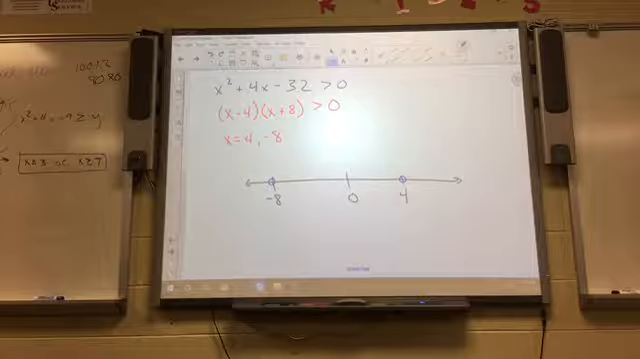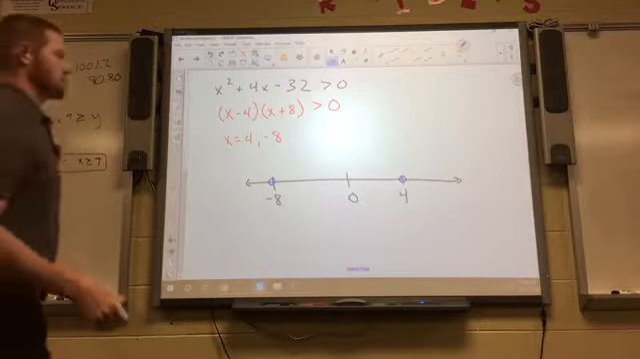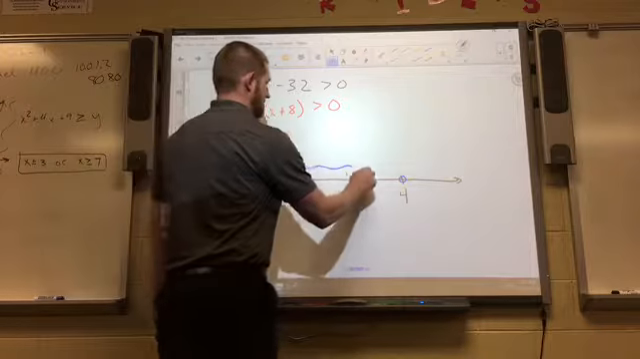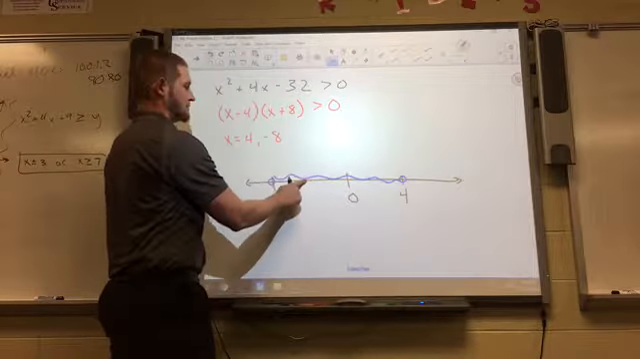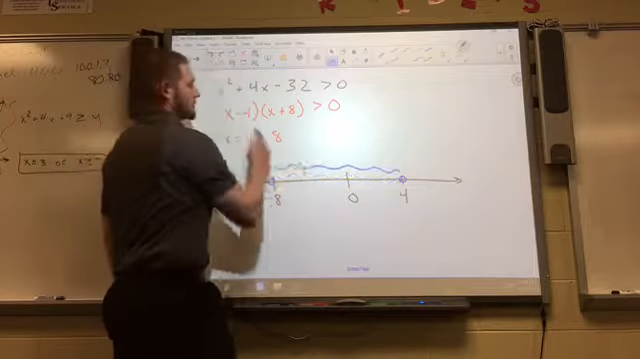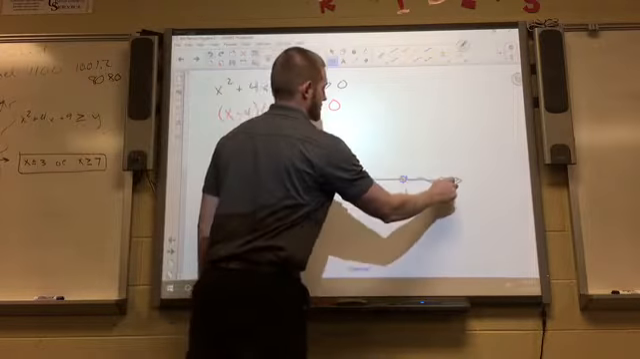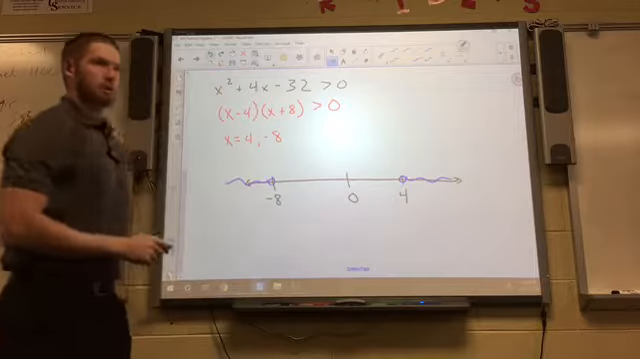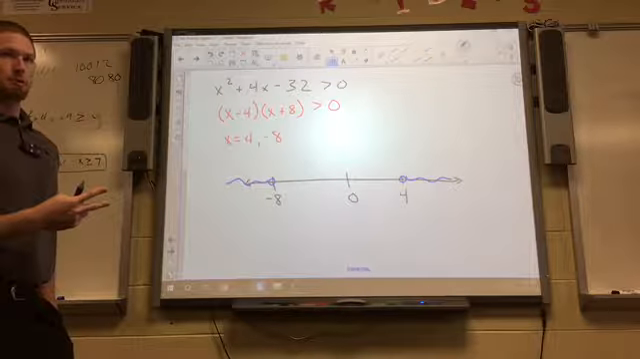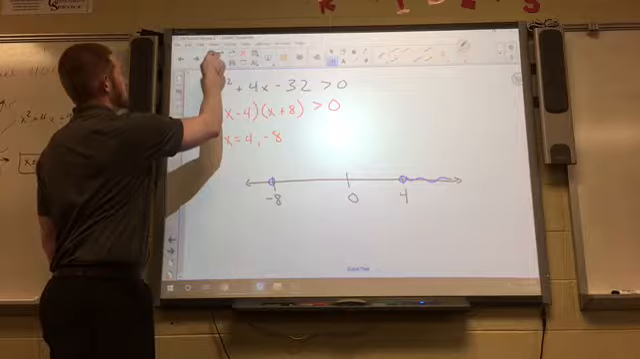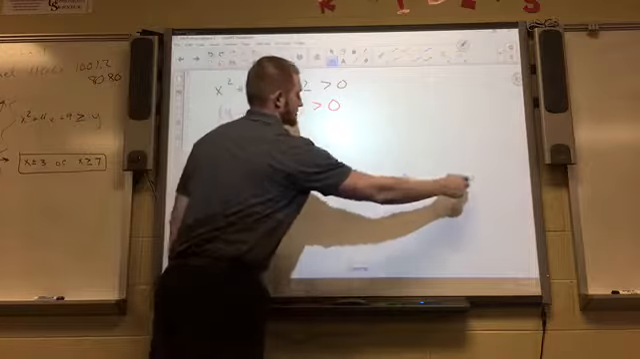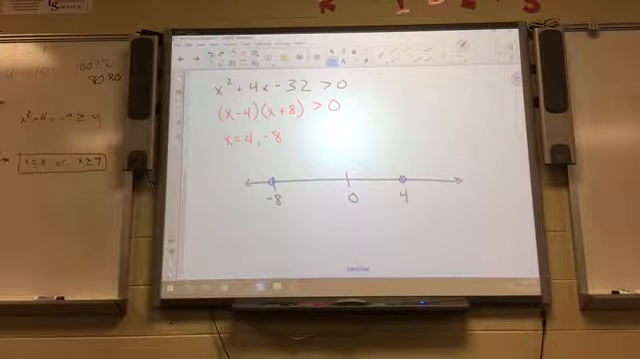Now we have to figure out which way to shade. You're only going to have two choices. You're either going to shade in between the two points, or you're going to shade on the outside of both of them. Those are your two choices. It will never be on the inside here but the outside over here. That's never going to happen. Will it ever be on just one side of the outside? No, because you're always going to have two solutions because it's a quadratic.